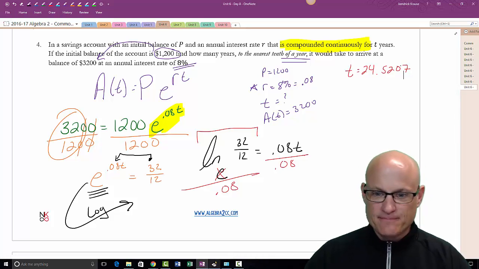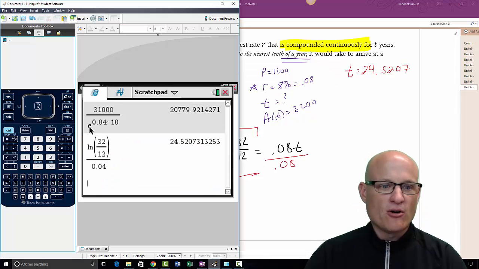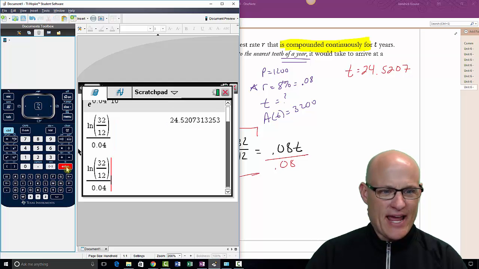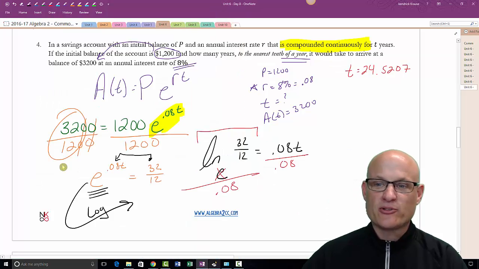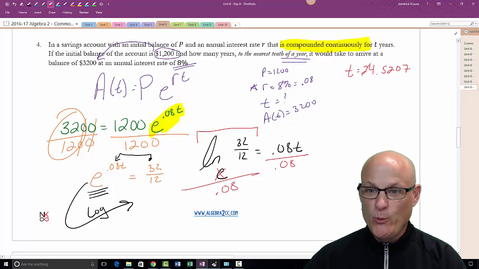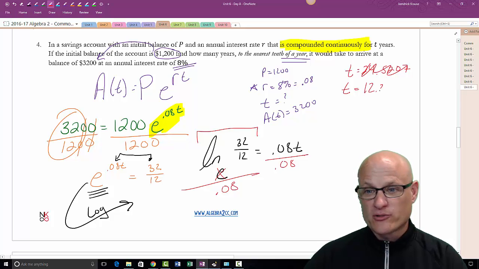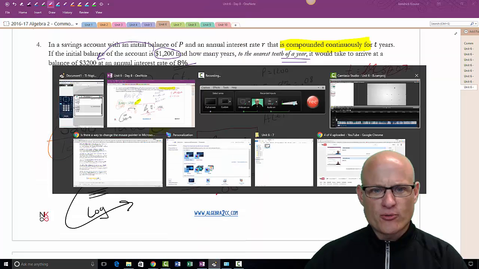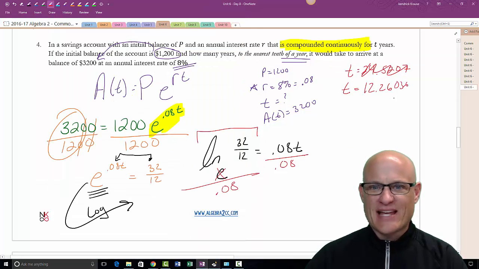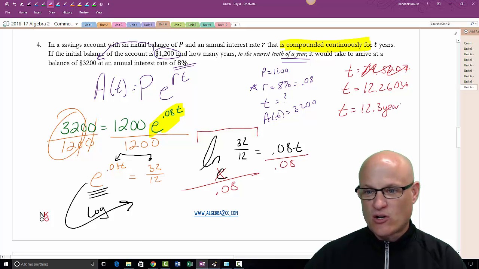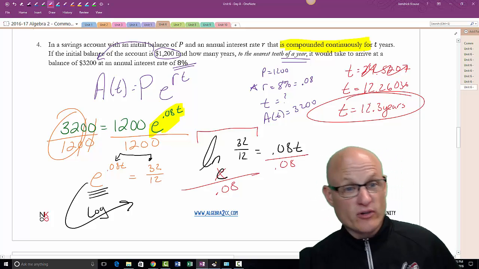I have a different answer on my answer key. Weird. I have like half this amount. What did I do? Oh! I put 0.04. I'm like, man, I got like half that amount. And I kind of thought at 8% that was a lot of years. Let's do 0.08. Let's do it right. 12.26 years. Okay. So I thought that was a lot of years for 8%, it's a really high percent. 12.26036. And it said round to the nearest tenth of a year, so t would be equal to 12.3 years. So it takes about 12.3 years to over double your money there.